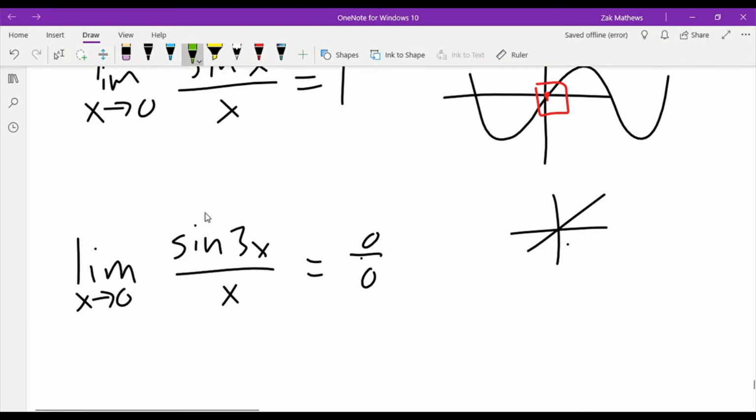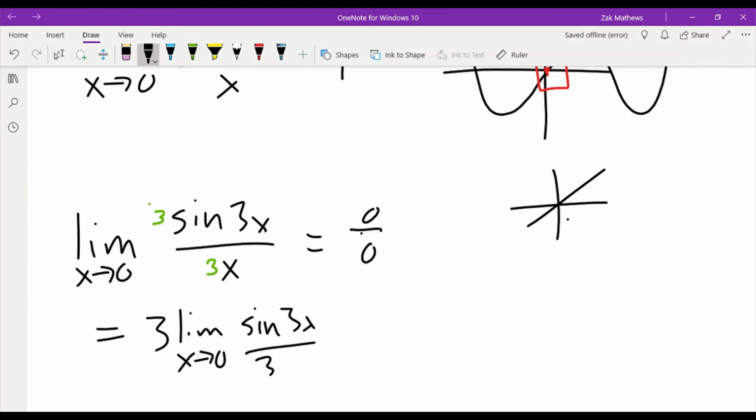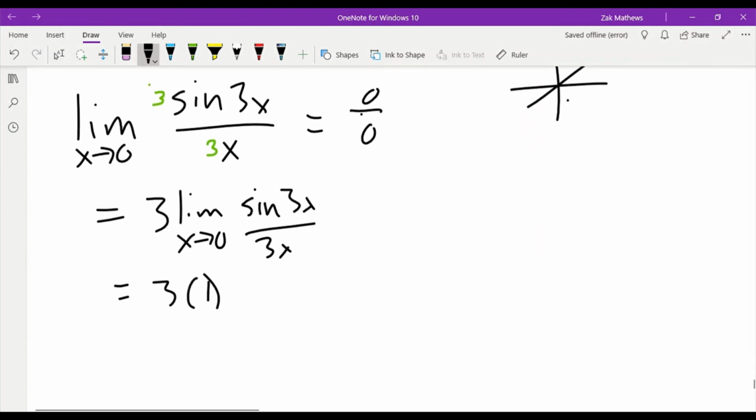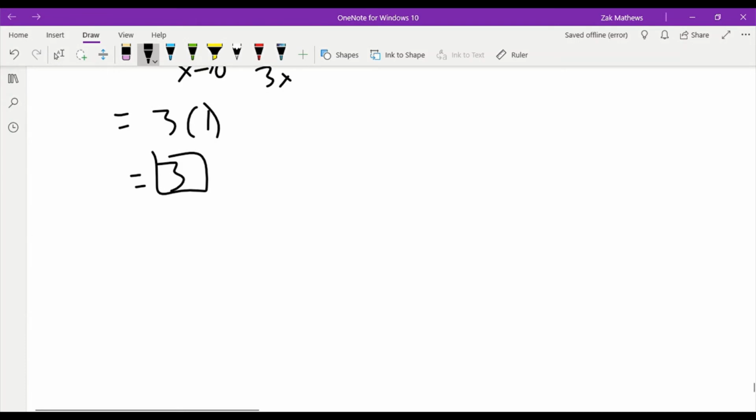But if we want to use this theorem, we need these two things to match. So let me just multiply a 3 here. I can't just go multiplying on the bottom without doing it on the top, so I can also multiply a 3 here. Well, that's looking better because now they do in fact match. And this 3 here, I know using my limit laws, I can just pull it to the front. So I'd have 3 times the limit as x goes to 0 of sine 3x over 3x. And that limit I know is just equal to 1. And so we're left with 3. That is relatively simple.